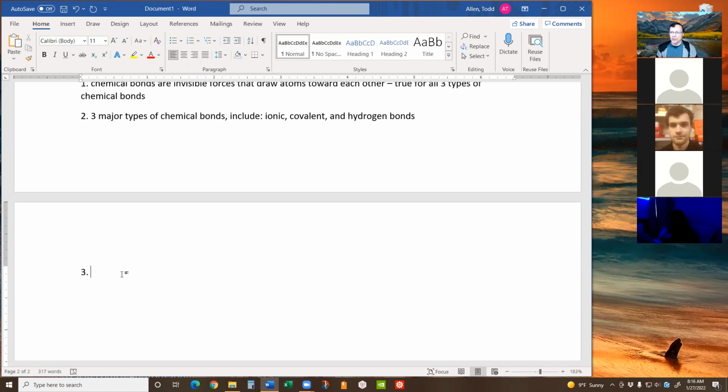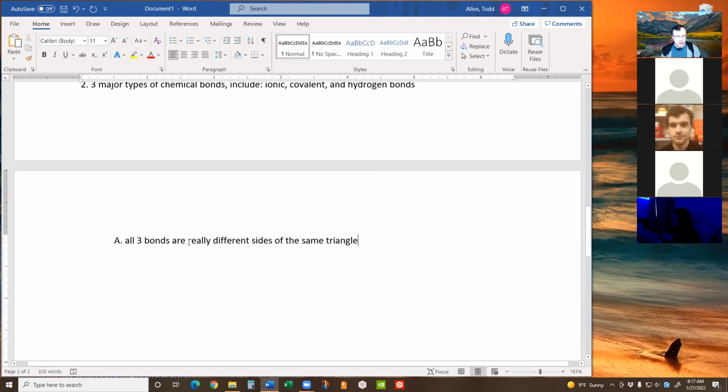And while there are some subtle differences between these bonds, I would kind of like you to think about it oppositely. I would like you to think about ionic, covalent, and hydrogen bonds as basically three sides of the same triangle. Yes, it's a different side, but it's still part of the same triangle. Okay, so there are differences, but there's also a lot of similarity here. So let me go back up here and state that all three bonds are really different sides of the same triangle.